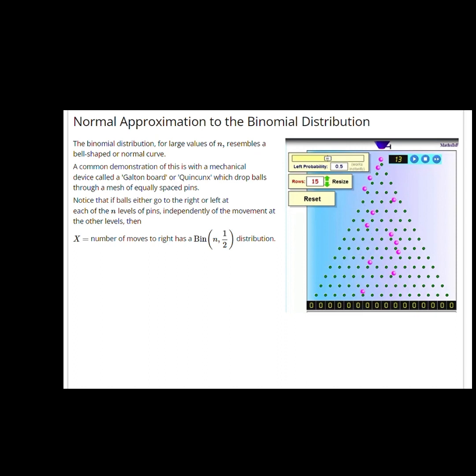So for example, in this diagram, if a ball turns right at every level, it ends up in the bin at the farthest right corner. If it's half and half, it ends up in a bin somewhere in the middle, and if it turns to the left on every level, it ends up in a bin at the leftmost corner.